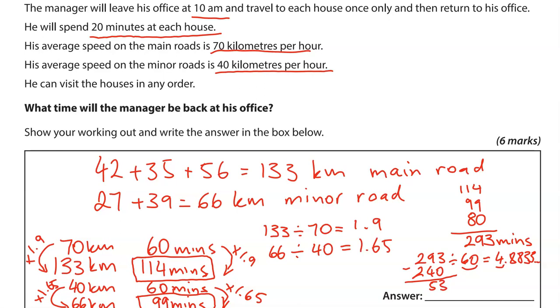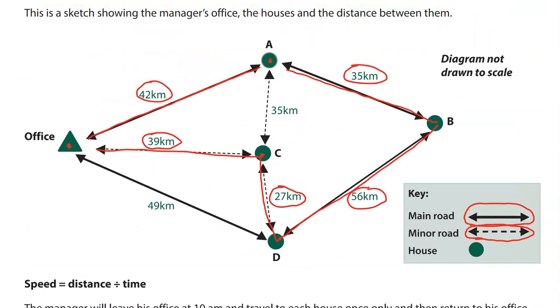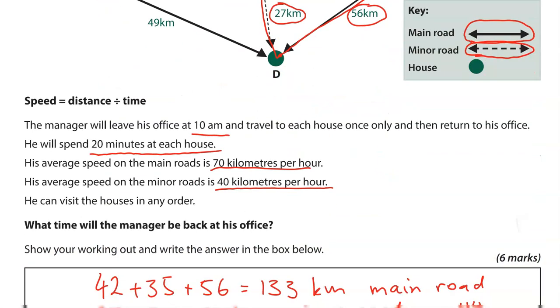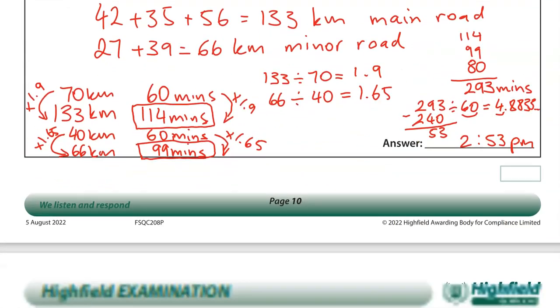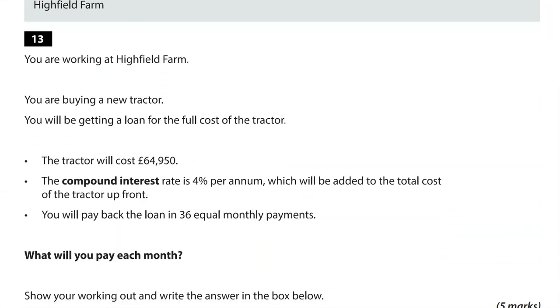So I'm going to need to add 4 hours and 53 minutes to 10 a.m. 10 a.m. adding 4 hours is going to give me 2 p.m. Adding the 53 minutes, 2:53 p.m. Now this was the route that I chose. You could choose a different route as well, slightly different, and your answer might vary a bit, so don't panic. As long as you follow the steps and you do the right calculations, it should all be fine.